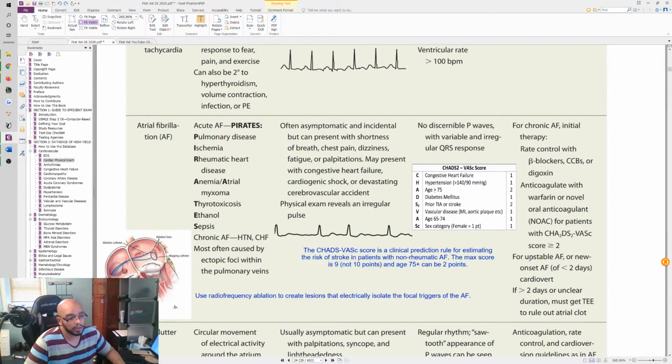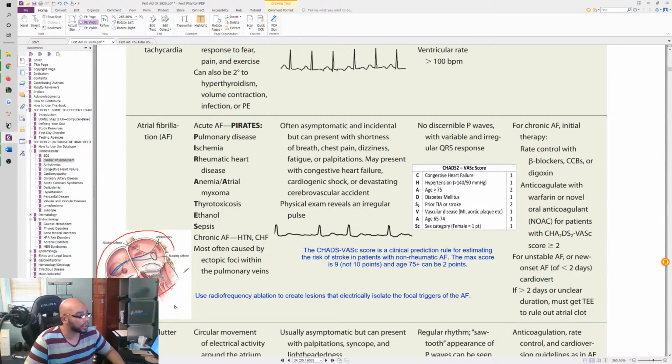Okay. For unstable atrial fibrillation or new onset acute atrial fibrillation, just do cardioversion and then they should be better. If more than 2 days or unclear duration, must get a transesophageal echo to rule out atrial clot. Alright, this is something I've never really seen in a question, doing a TEE to rule out atrial clot, but it's clearly a thing. So hopefully, if you see it, it'll ring a bell.